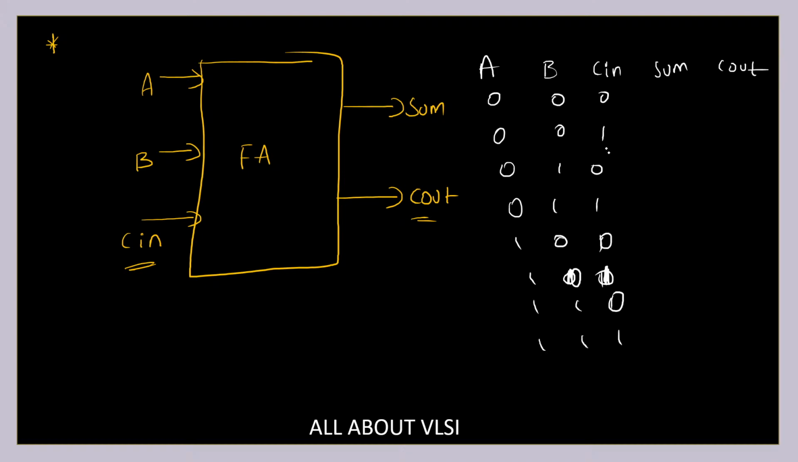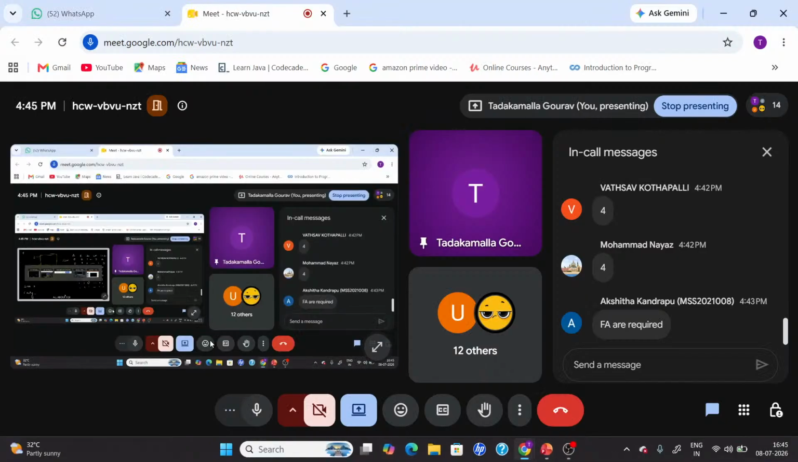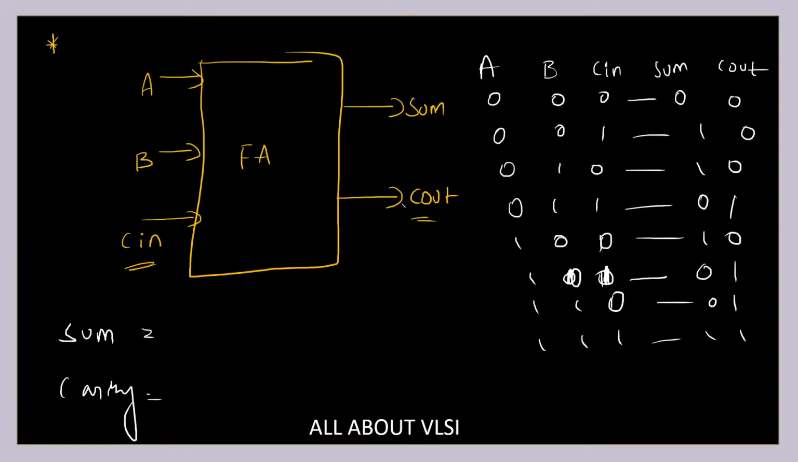So this is how my full adder, and this is 00, this is 10, this is 10, this is 01, and this is 10, and this is 01, and this is 01, and this is 11. Okay, this is my truth table of my full adder. Can anyone tell me what is the Boolean expression for sum and what is the Boolean expression for carry is the question.